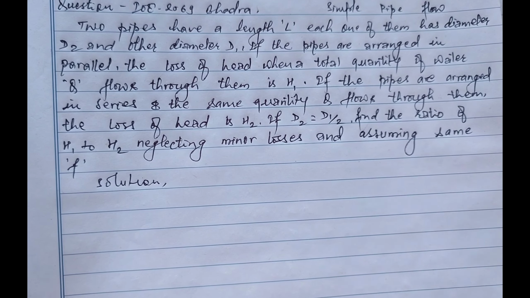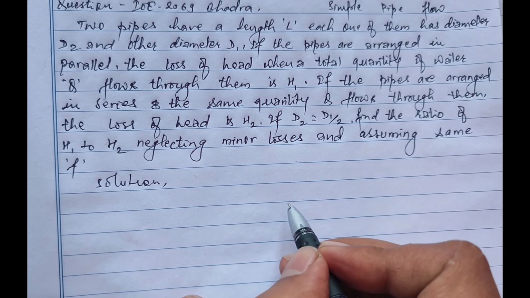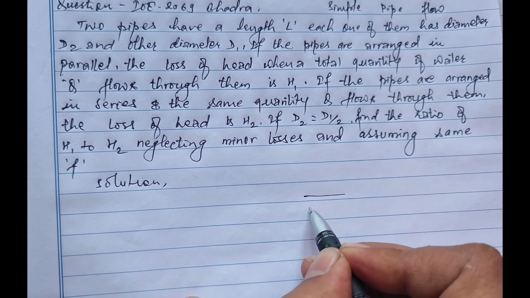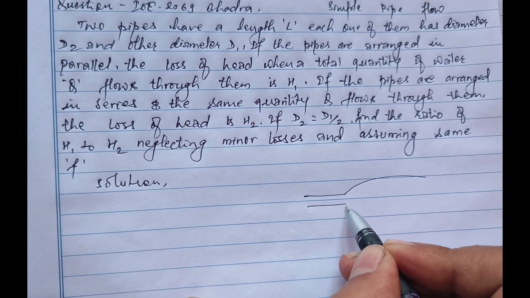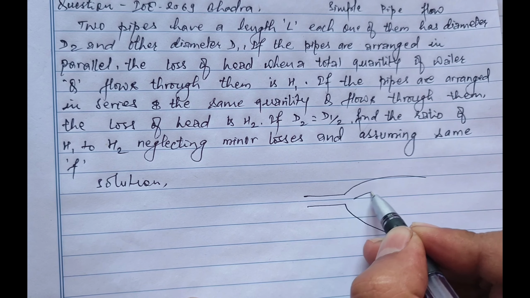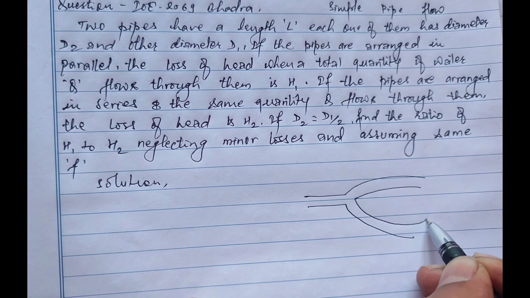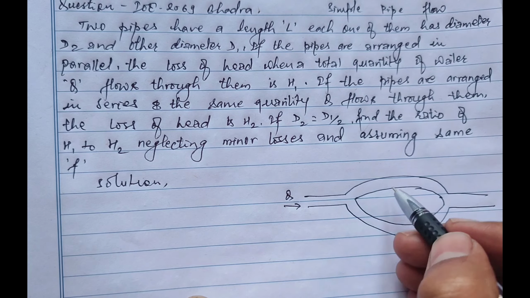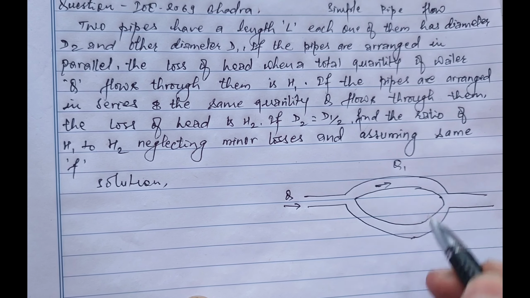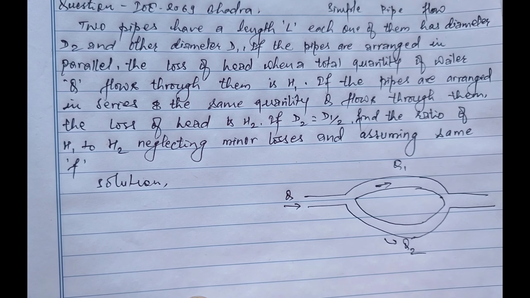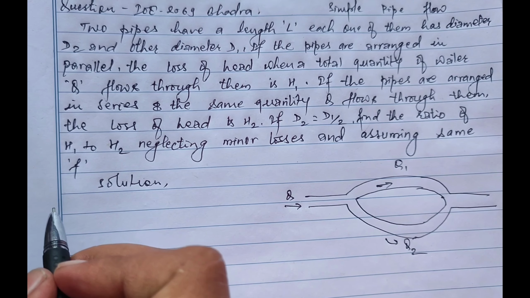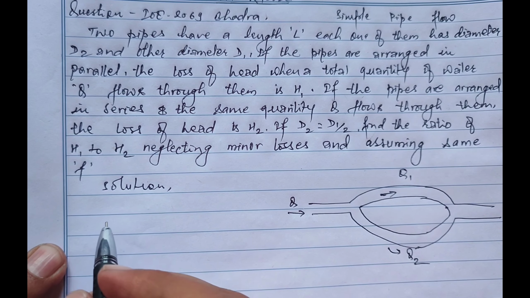In the solution, let's draw the figure as per the question. This one is the pipe and it is diverted into two directions, and again it combines into the same. The flow occurs from here as Q, and this one is Q1 and this one is Q2. Now let's start with the given question and its conditions.